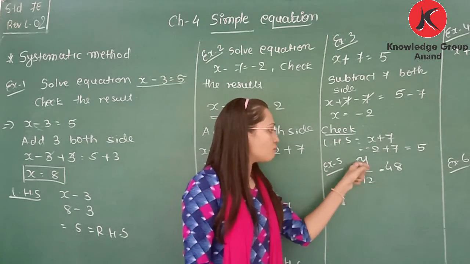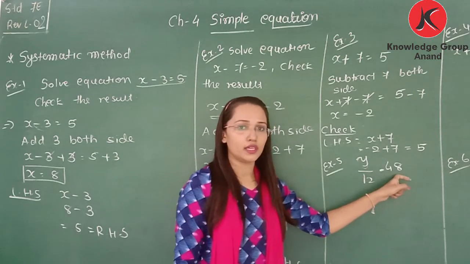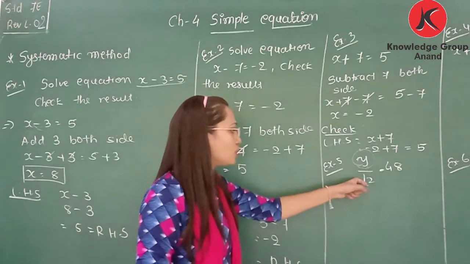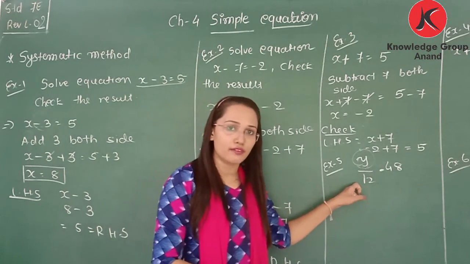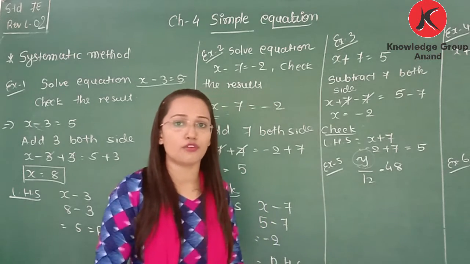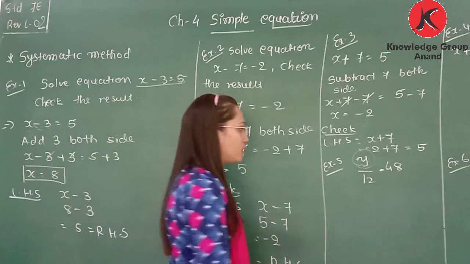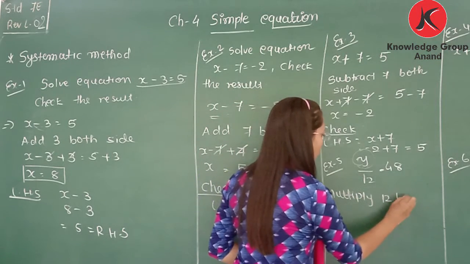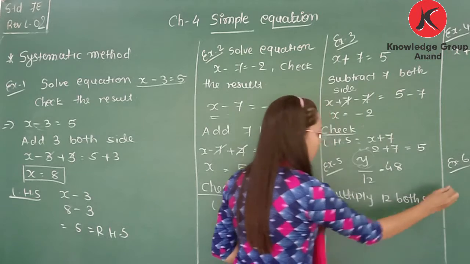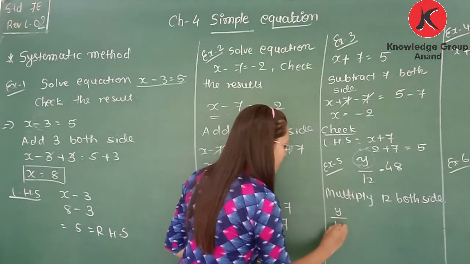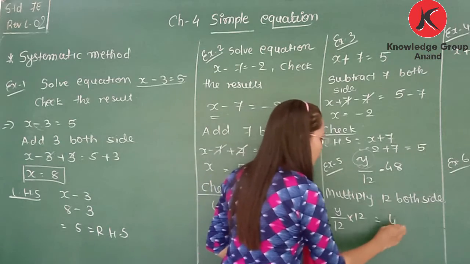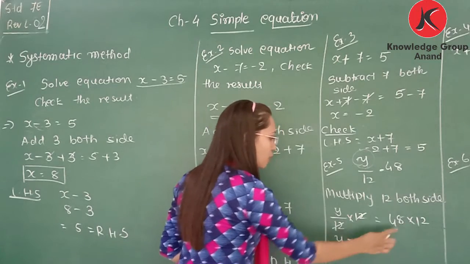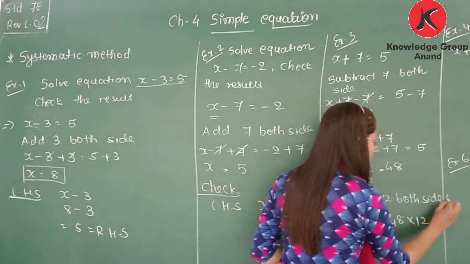Now for the next, y divided by 12 is equal to 48. Now what do we need to find here? The variable y. Means we need to remove this 12. Now 12 is in division. So which operation? That is the inverse of division by 12. It is multiplication by 12. So we can write multiply by 12 both sides. So here y divided by 12 multiplied by 12, and 48 multiplied by 12. Here 12 will be cancelled out.